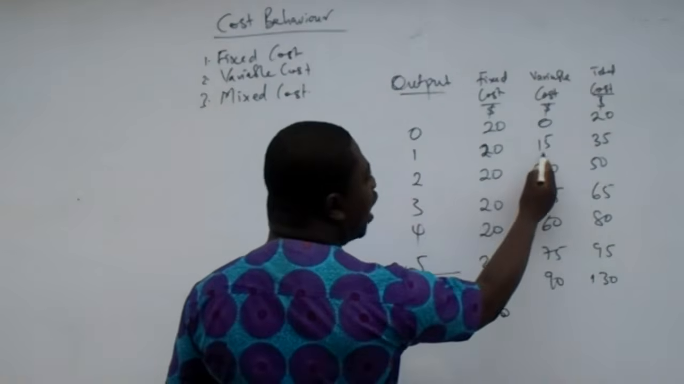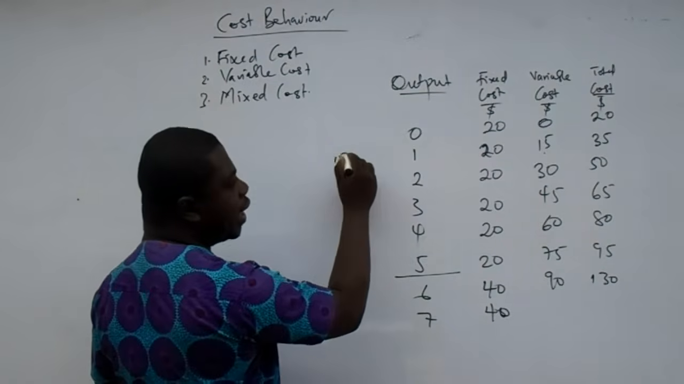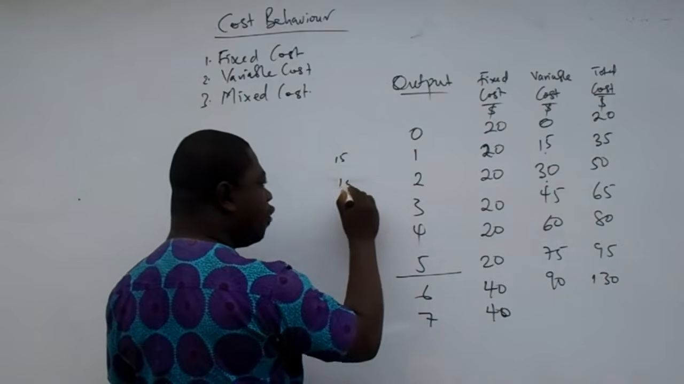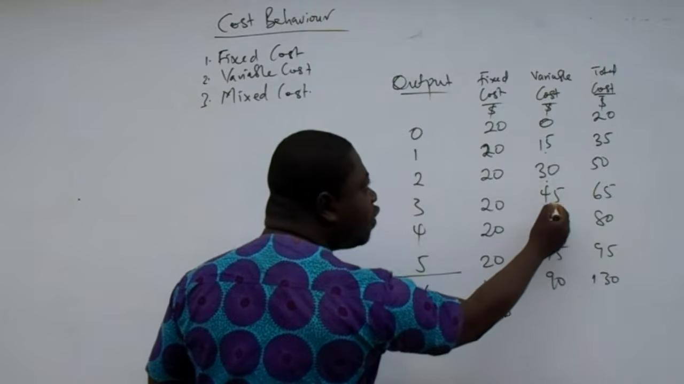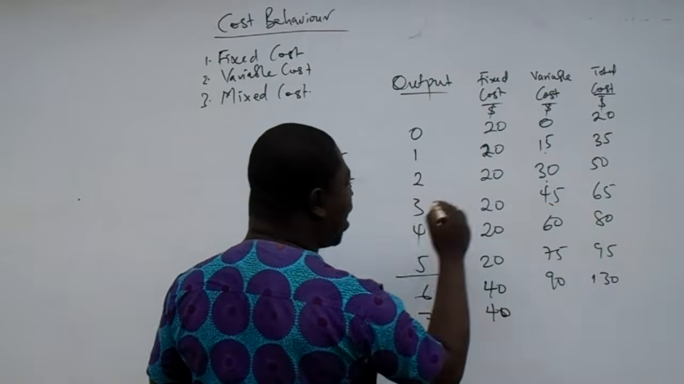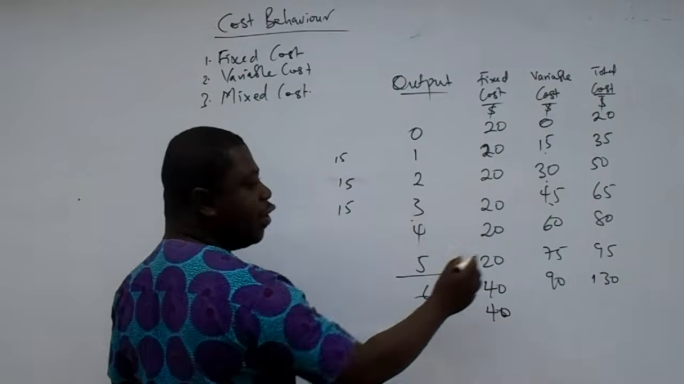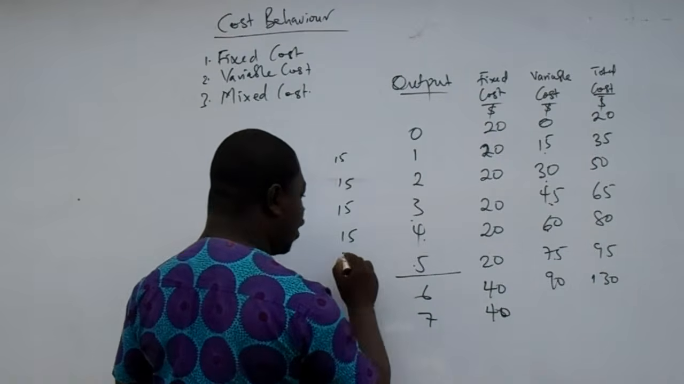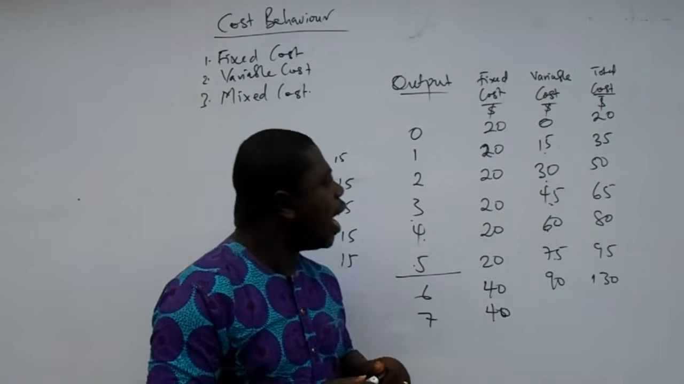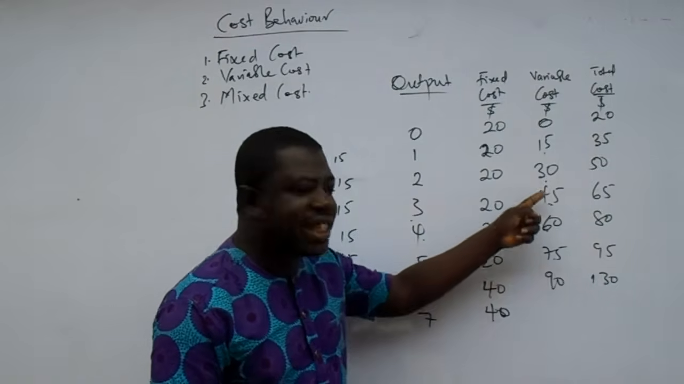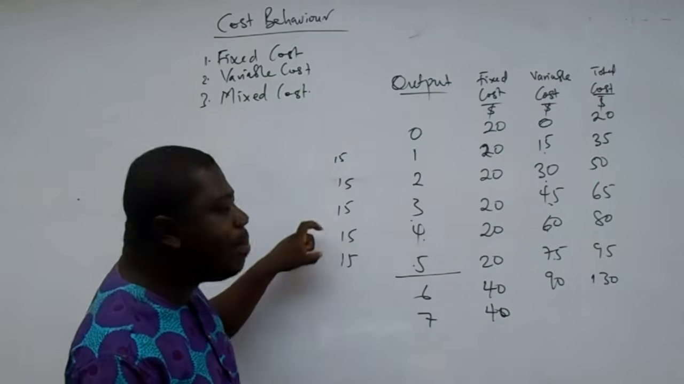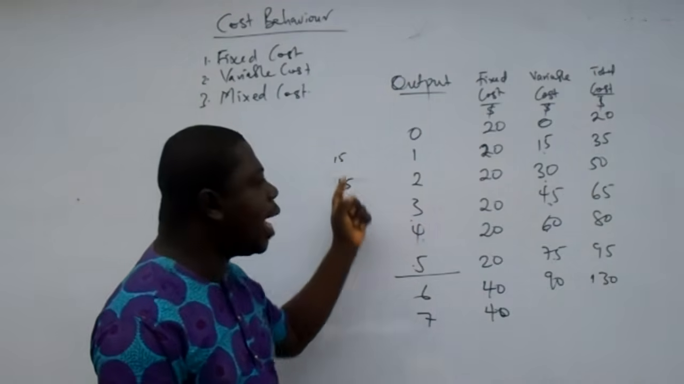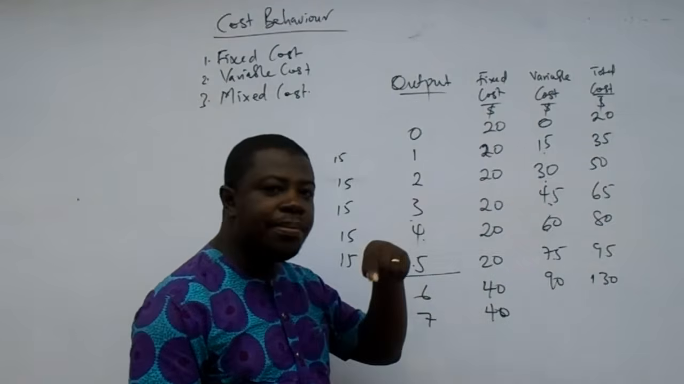If you divide 15 by 1, you are going to get 15. That is the variable cost per output. If you divide $30 by 2, you will have 15 as well. Now if you divide $45, which is the total variable cost, by the output, you still have $15. If you divide 60 by 4, you have $15 per unit. And if you divide 75 by 5, you have 15. What am I trying to tell you? I'm trying to tell you that even though variable cost is increasing, it is increasing at the same ratio, with the same proportion with output. So no matter what, you are going to get the same variable cost per unit. That is what I mean by proportion.